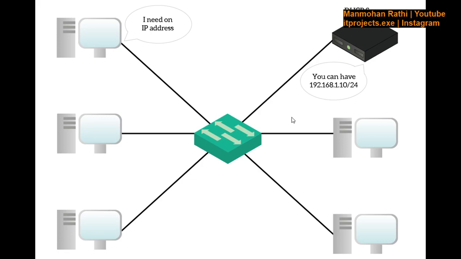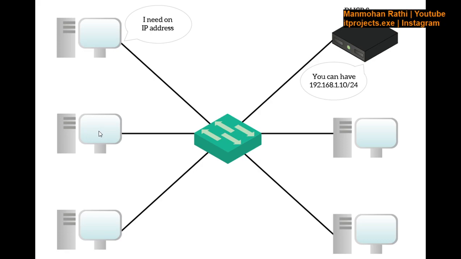One more benefit of a DHCP server is that if you remove one of the machines from this network, then the IP address of that machine will not go in vain. It will be taken back by the DHCP server, and it will store it back in the database as unallocated. So if a new machine is added to the network, then that IP address will be assigned to the new machine.